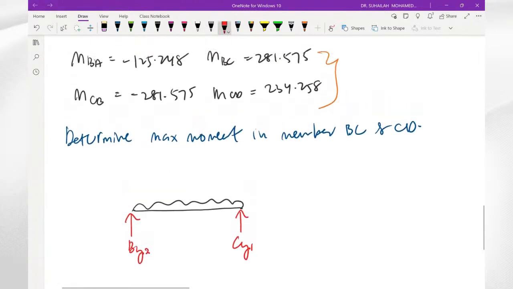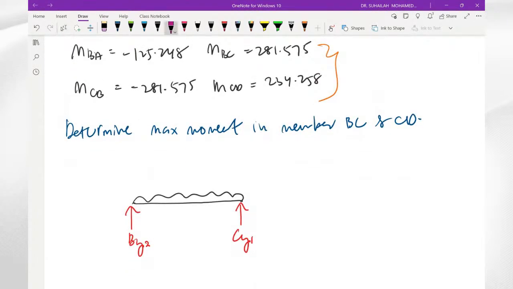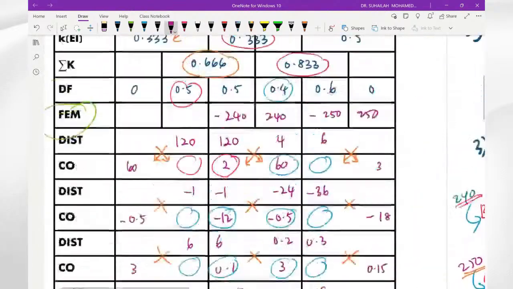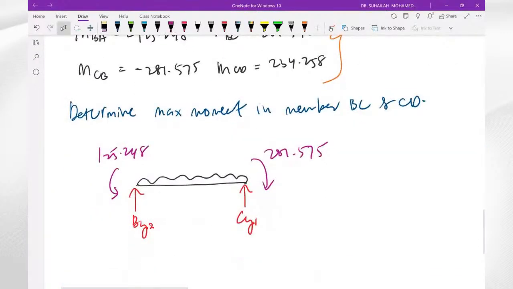Okay, the label. So we have moment. The moment is negative 125.248, and then we get 281.575. The UDL is 20 kilonewton per meter and the length is 12 meter. So this is B and C.